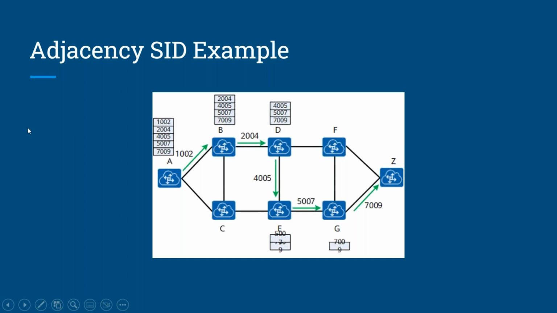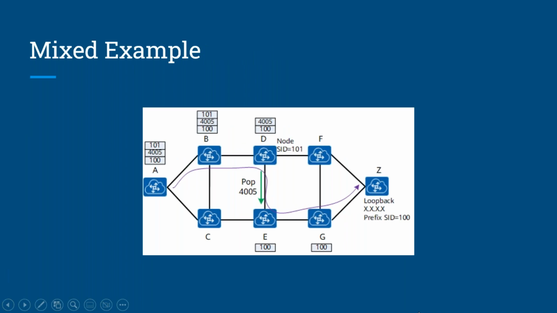But what can happen is you can have a mixed case as well. That's the next slide, which is my last slide. In the mixed case, you can have both node or prefix SIDs as well as adjacency SIDs together. What I'm trying to say here is, I would like the packet to go to node Z, but make sure it goes through this particular link, the link between D and E. So I have to identify this adjacency 4005, which is in the middle.